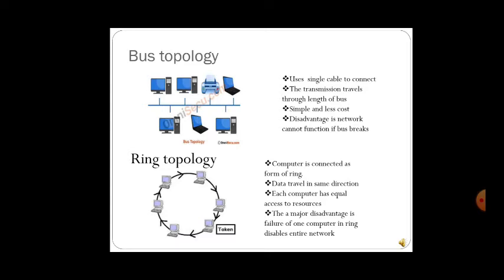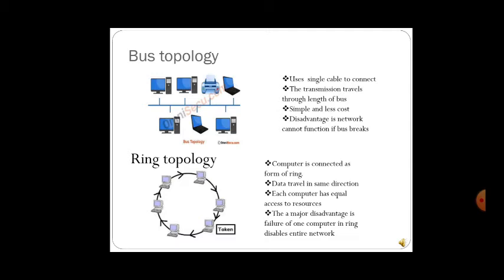It uses a single cable. The transmission travels through the length of the bus. Bus is nothing but the cable there. It is simple and low cost. You just need to put a single cable and all the systems are connected to it. The cost is also very less, but the major disadvantage is that one system cannot function if anywhere in the bus the cable breaks.